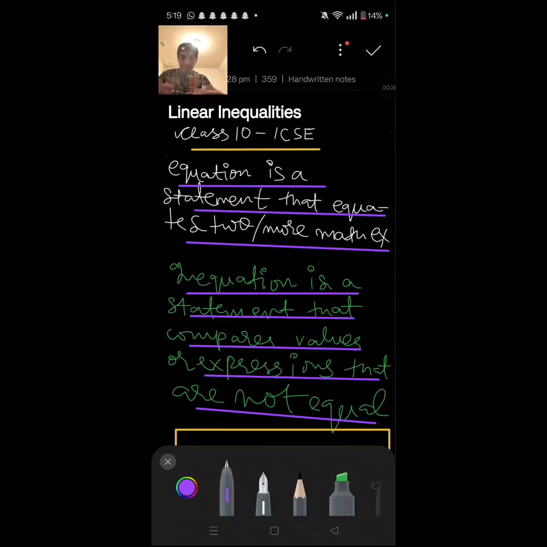One 4 marker inequality somewhere or the other you will see in your paper, and one MCQ will for sure be tested. So if you know this chapter, it is a major advantage for you in the board exam. Let me tell you that. So what are linear inequations?